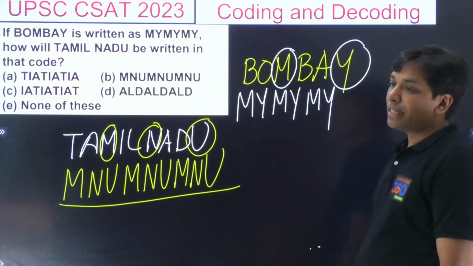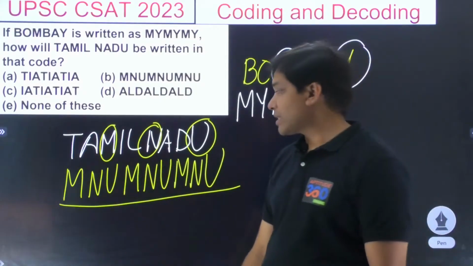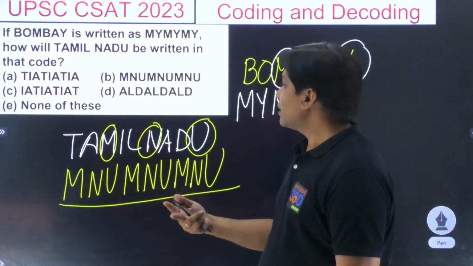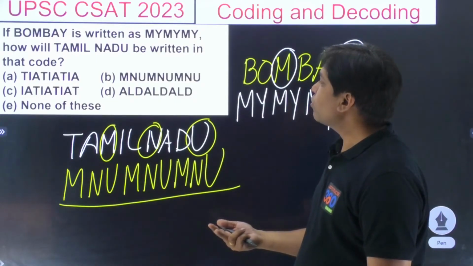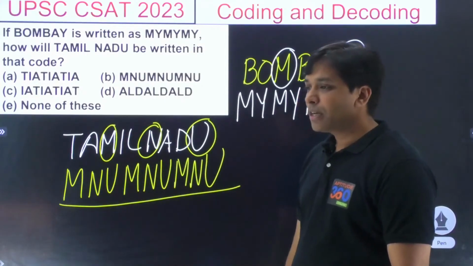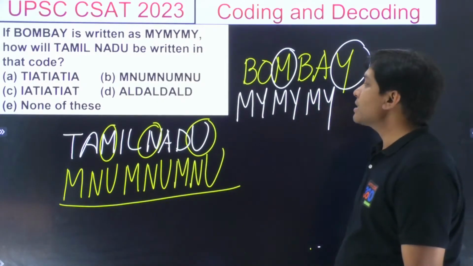Did everybody understand? Please let me know in the comment section if everybody has understood. Are you getting this? Tamil Nadu, MNU, MNU. This is option B. Did not understand? Prisha says she did not.